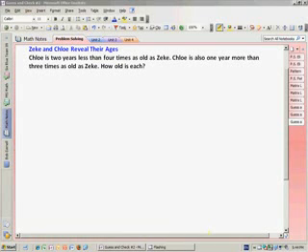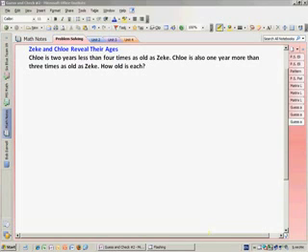Our problem-solving method this time is guess and check. And the problem we're going to be looking at for this is Zeke and Chloe reveal their ages. Chloe is 2 years less than 4 times as old as Zeke. Chloe is also 1 year more than 3 times as old as Zeke. How old is each? Oh my gosh, this just seems so difficult.